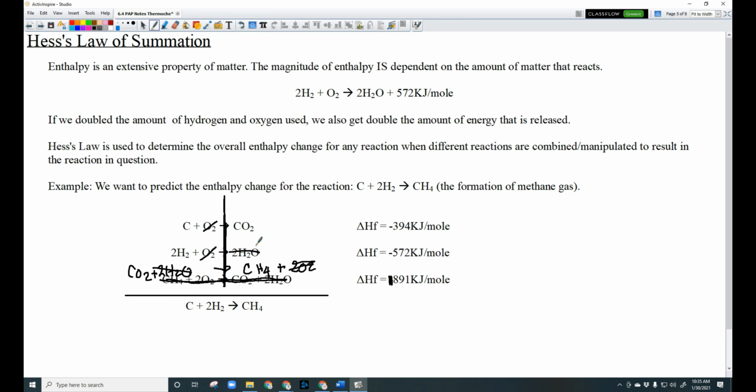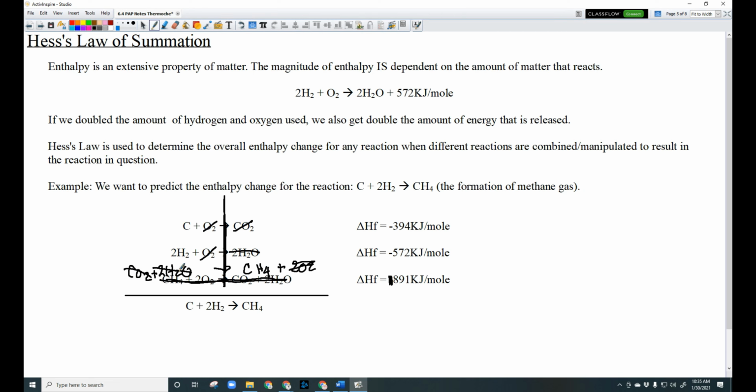Okay? So now what I have is I only want this CH4 left over. So I haven't crossed out this CO2. So what I'm going to do is come over here and look for a CO2, and I have one here. So I know that these two can cancel out because this on this side cancels this on this side. So all I have left over here on this side now is the CH4.